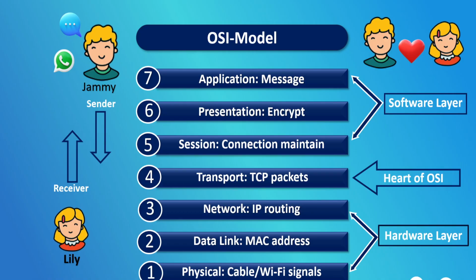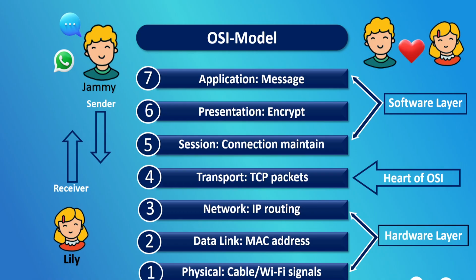So the moment Jamie sends the message, he opens the application and writes the message, right? The application layer will be active. He wrote some message and sent it. The moment he sends it, that is the application layer. The message will come to the presentation layer. On that presentation layer, the message will be encrypted for security reasons.